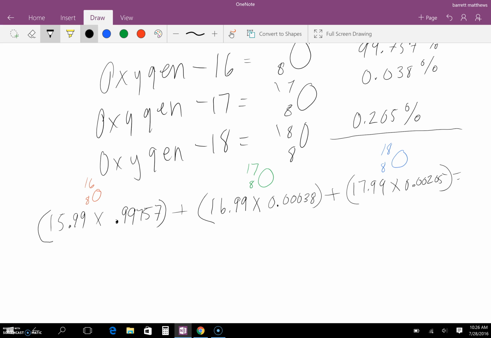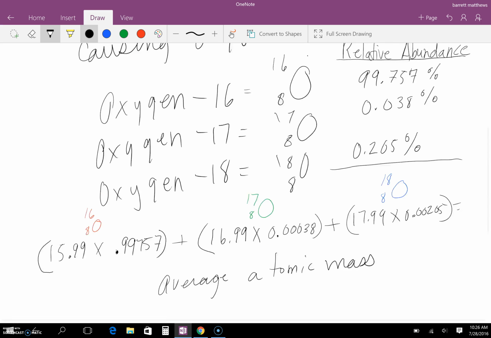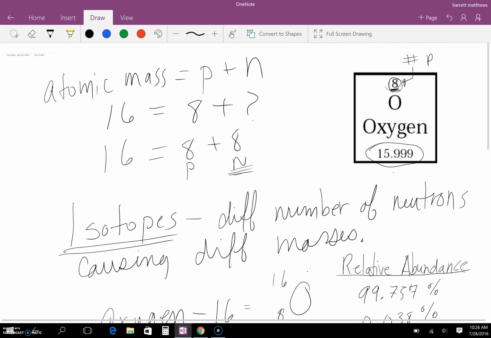So I'll multiply first, and then I will add them together. And that number will be the average atomic mass of oxygen. And that is why the number is 15.99.